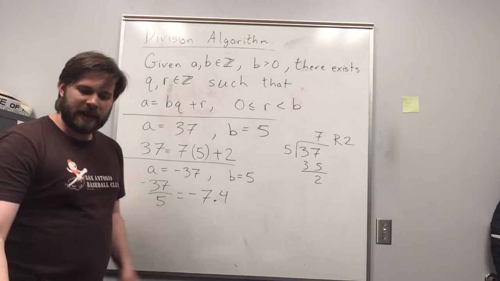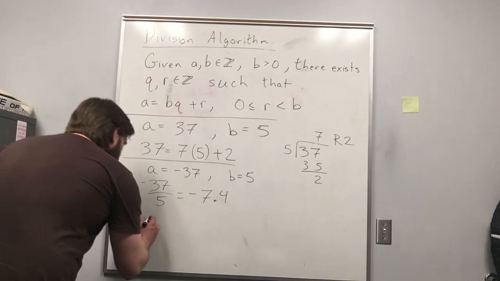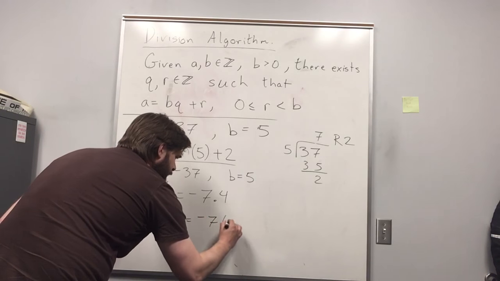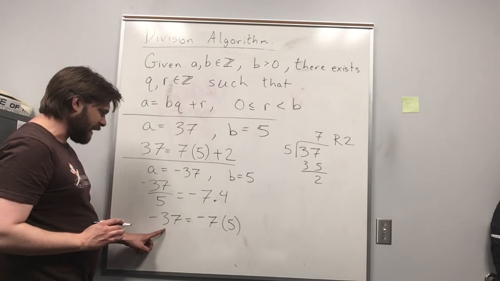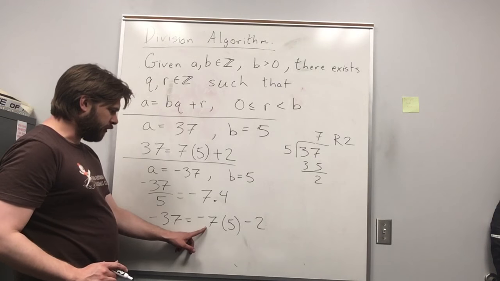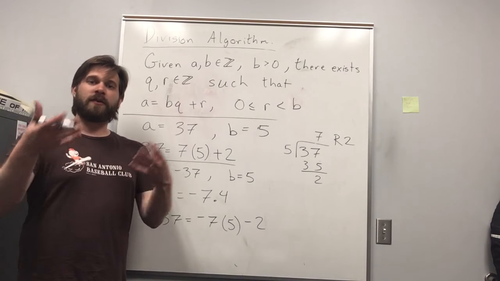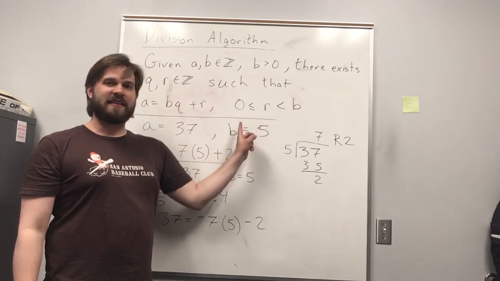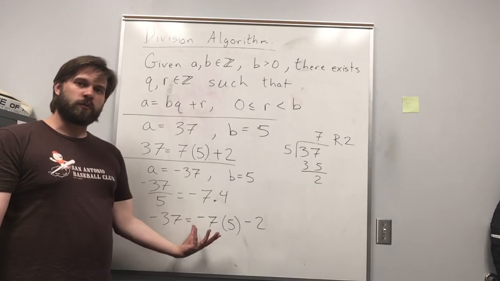Okay, so maybe you stop and you try to think about that, and you go, okay, so negative 37 is going to be negative 7 times 5. But to make this actually be true, we'd have to subtract 2, right? Because this is negative 35. So to make this equal, I'd have to have a negative 2 here. But that's not what the division algorithm says. The division algorithm says I always have this positive remainder here. So this isn't quite right here.